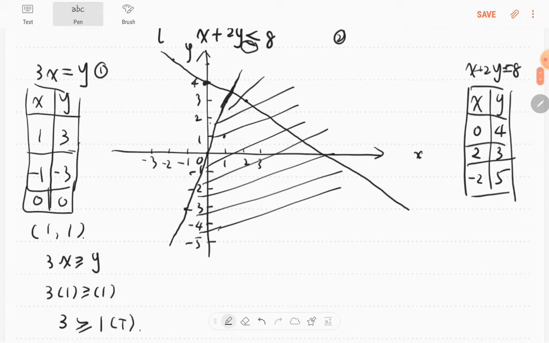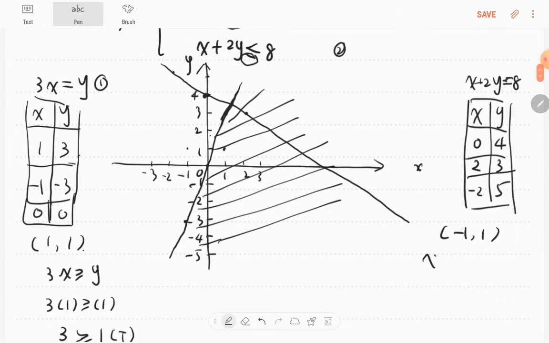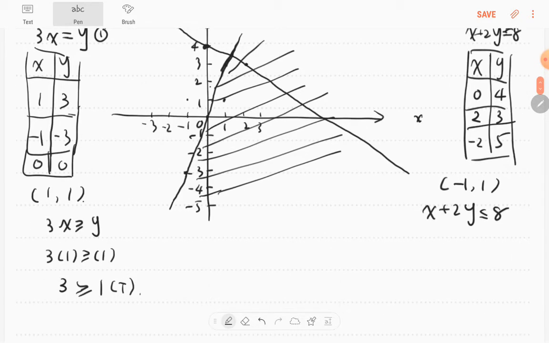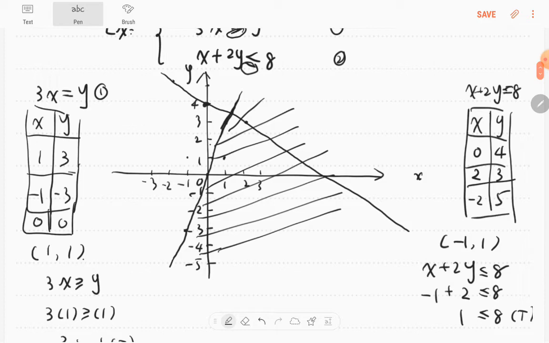Now I'm going to use a test point. This time maybe we're going to use negative 1, 1 as our test point. Then we check if it's true. Negative 1 replaces x and 1 replaces y. On the left side we get 1. 1 is less than 8, so it's true. So this is the solution of this inequality. So we should shade the part that includes this solution, so there will be this part.